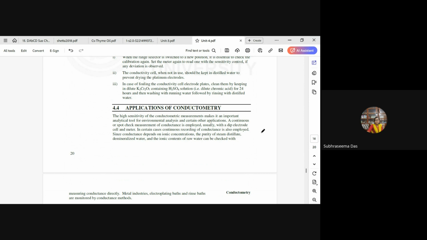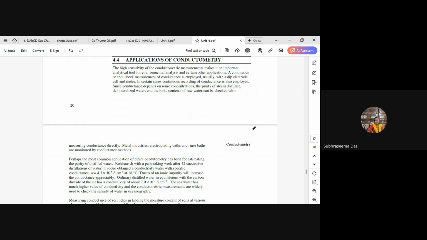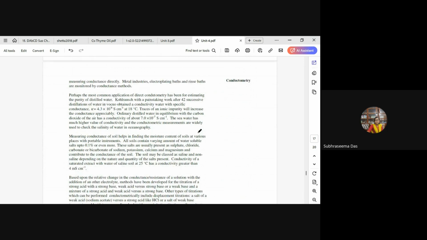Since conductance measurements depend on the ionic concentrations, the purity of the steam distillate or the demineralized water, and the ionic contents of the water, can be checked by measuring conductance directly. Various metal industries, electroplating baths and rinse baths are monitored by such conductometric methods. The most common application of direct conductometry has been for estimating the purity of distilled water. This was first discovered by Kohlrausch.